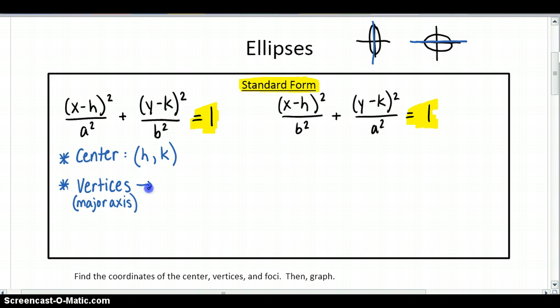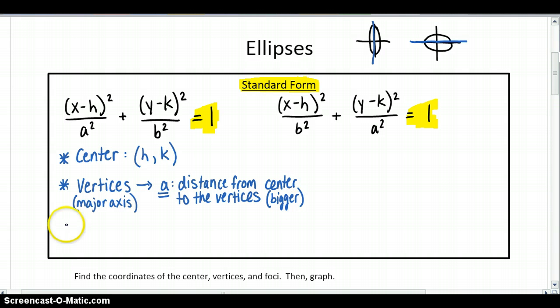The way we find the vertices is using whichever value is a. So a represents the distance from the center to the vertices. And because it's to the vertices, because it's on the major axis, which is the longer one, it should always be the bigger of the 2 numbers between a and b. So there's one important part, the vertices.